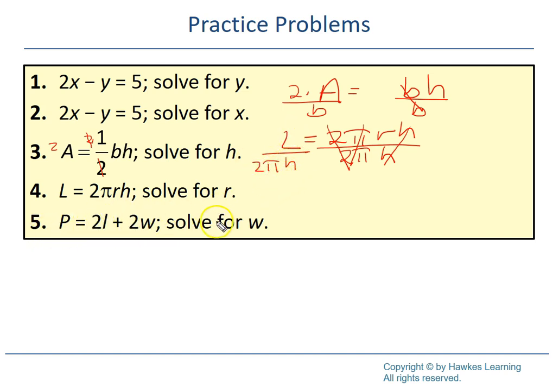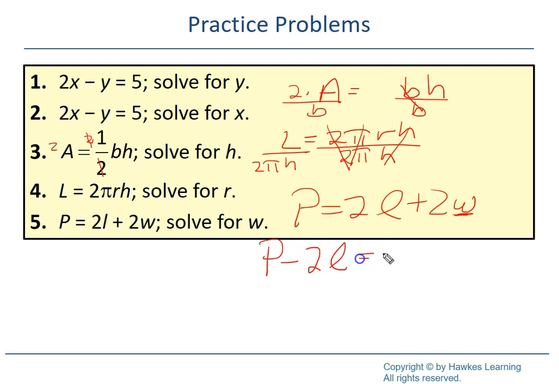Now for 5, we want to solve for w. So we have p equals 2 lengths plus 2 widths. We want to solve for w. So the first thing we're going to do is isolate the w by bringing our 2L term over to the other side where it changes its sign. And then we just divide by 2. And we get w equals p minus 2L all over 2.